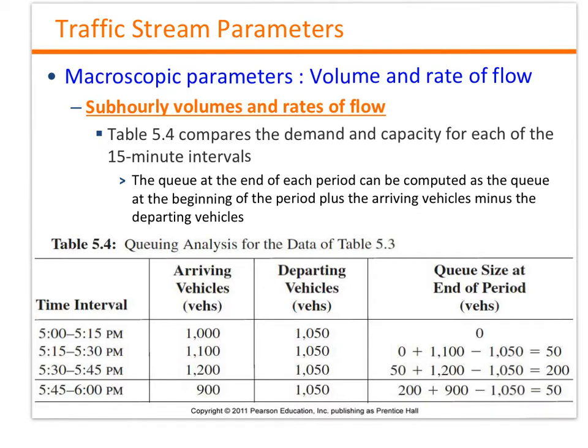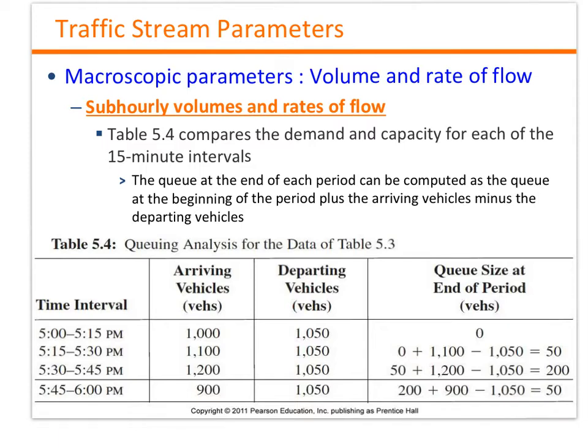Another look here at another table, the same intersection. Table 5.4 in your textbook compares the demand and capacity for each of the 15 minutes. As we said, even at the peak hour, the intersection might be really good for 15, 20, 30 minutes, and then the rest of the 30 minutes might have issues. So let's take a look at this example, and now we're going to be calculating the queue size at the end of each period.